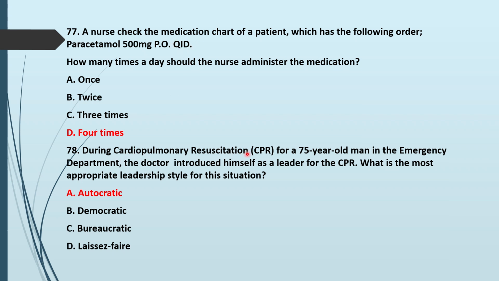During cardiopulmonary resuscitation for a 75-year-old man in the emergency department, the doctor introduced himself as a leader for the CPR. What is the most appropriate leadership style for this situation? So in cardiopulmonary resuscitation, what is the type of leadership that we have to follow? Autocratic, because he should be the one controlling everything in the situation. The leader is the one controlling, right? So that is called autocratic leader.